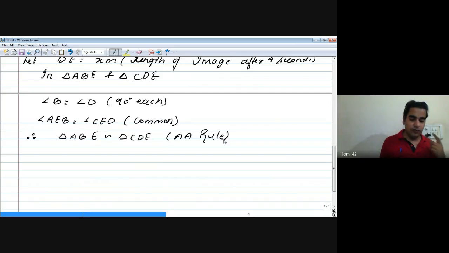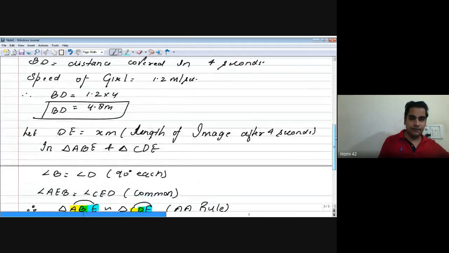And if two triangles are similar, then the ratio of their corresponding sides is also always the same. Now see how we write the ratio. Corresponding to AB, you have CD, so you will write AB upon CD. Corresponding to this BE, you have DE, so you will write BE upon DE. And corresponding to this AE, we have CE, so this will be written equal to AE by CE. This correspondence is very, very important.